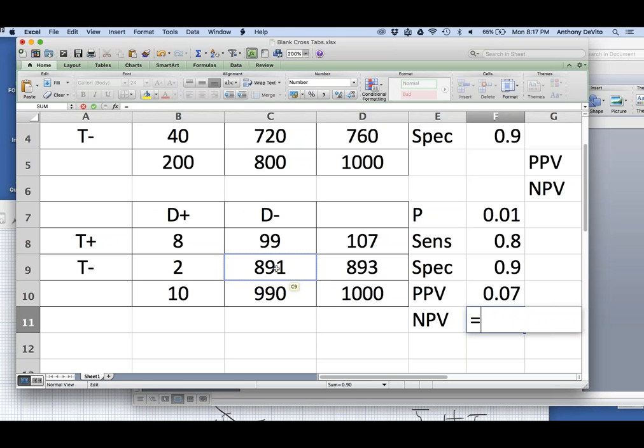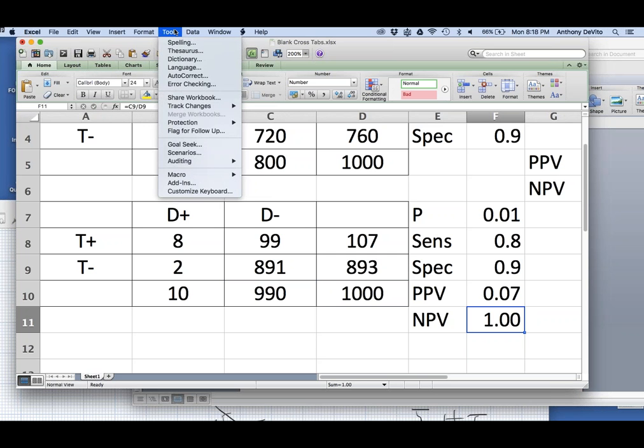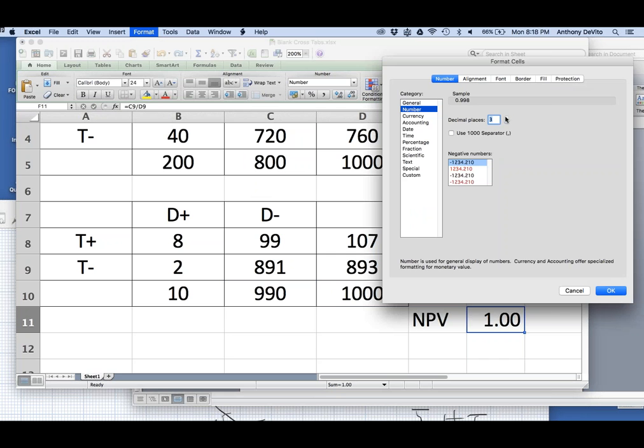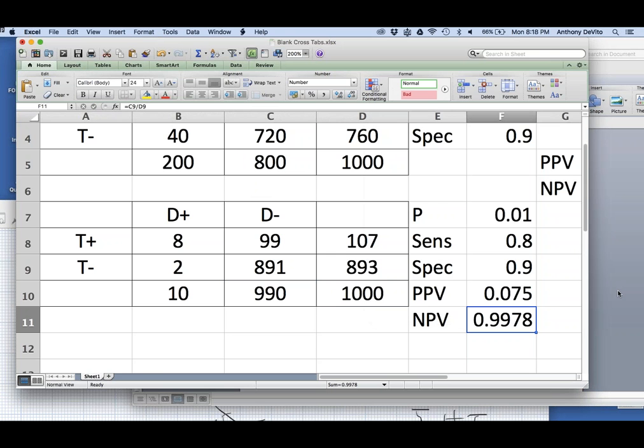That's equal to 891 people who tested negative out of 893 that should have been negative. And in fact, it's more than 99%. Rounded up to 1. It's not actually 1. Let me just make sure that you can see that it's not actually 1. Okay, there you go. That's the percentage. Really good predictor of that.